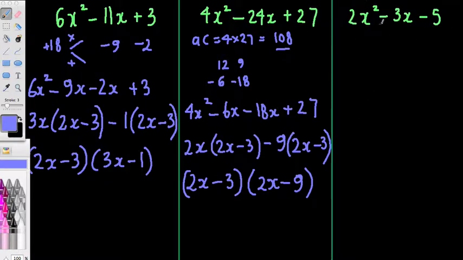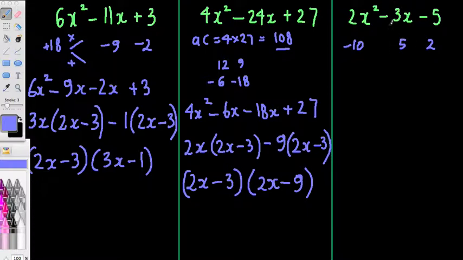Okay, final example. Let's do this one together. A times C, now it's negative. So AC would be negative 10. So two numbers that multiply together to give you negative 10, but they need to add to give you negative 3. So I'm thinking already 5 and 2 because the difference between them is 3. So that gives me an indication.